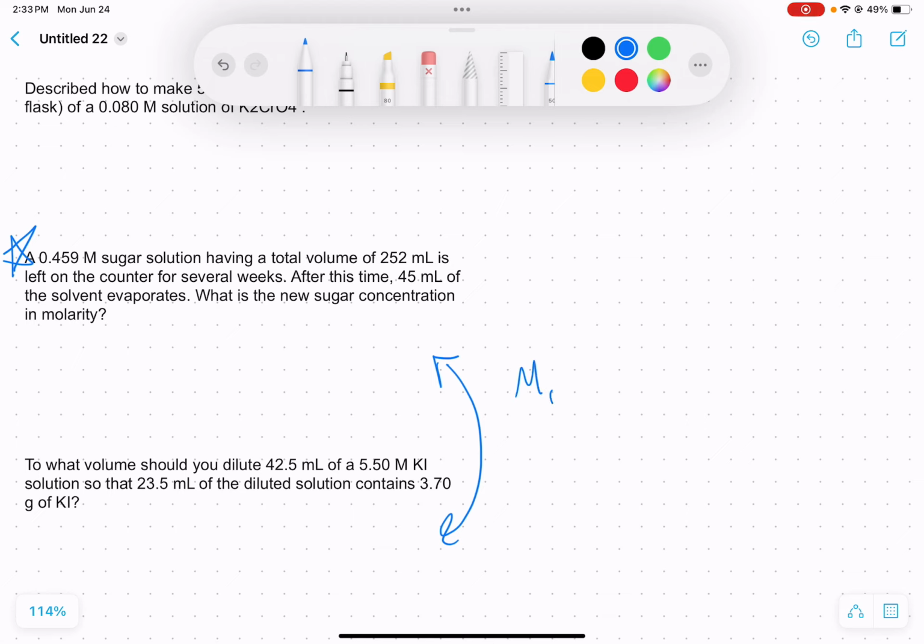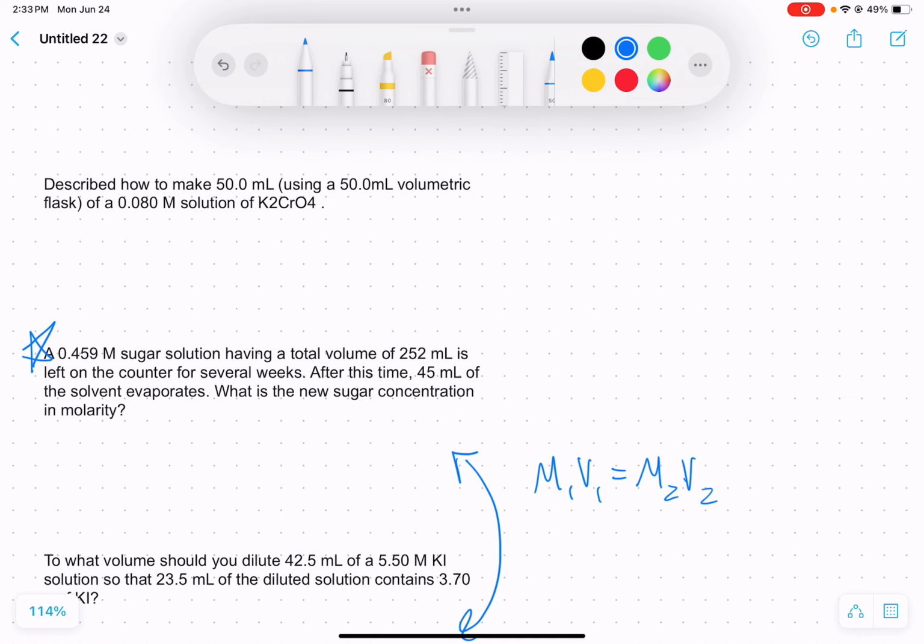So this is where you use the M1V1 equals M2V2 equation. And then the first one is just determining the moles, or actually grams, of a solution that you want to make 50 milliliters of it, but you want it to be a particular concentration. So like, let's say you have this flask and you want to make 50 mils, but you want the concentration to be 0.08 molar. Well, that's moles per liter. We don't have a liter, right? So it's not going to be 0.08 moles. It's going to be something less than that.